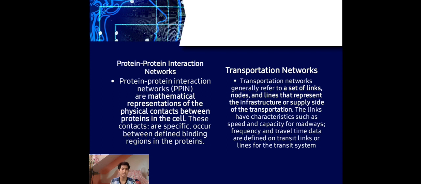So next, the transportation networks. The transportation networks generally refer to a set of links, nodes, and lines that represents the infrastructure or supply side of transportation. So the links have characteristics such as speed and capacity. For roadways, frequency and travel time data are defined, or transit links or lines for the transit system.